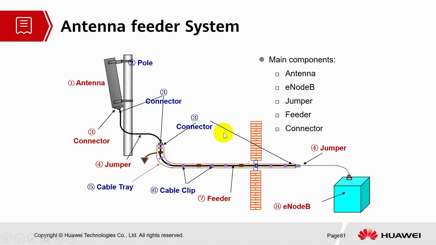Today we're going to discuss troubleshooting RF unit fault. So let's look into the antenna feeder system. Basically, this is related to the antenna management system, whereby the issues here are related to the antenna.